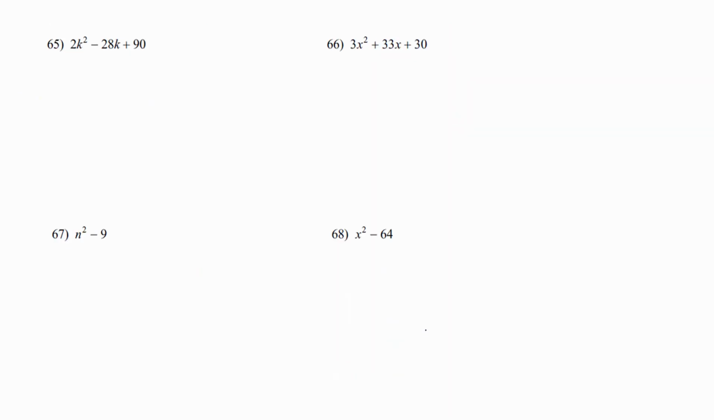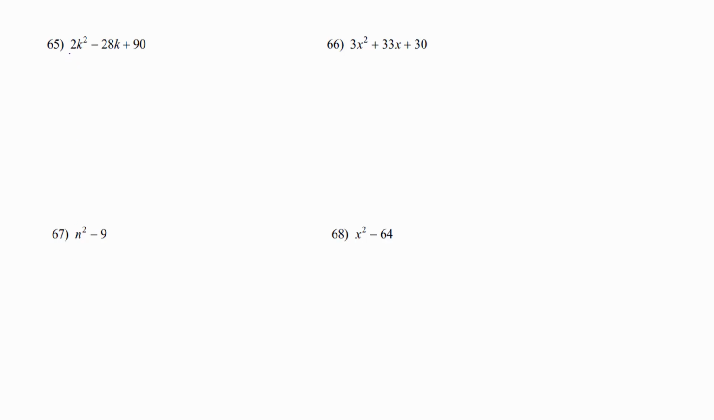Now, I didn't mention this when we did 63 and 64 because I knew what was supposed to happen, but we do want to always check and see if what we start with has something in common. So on 65, for instance, all of these can be divided by 2. That was horrible.